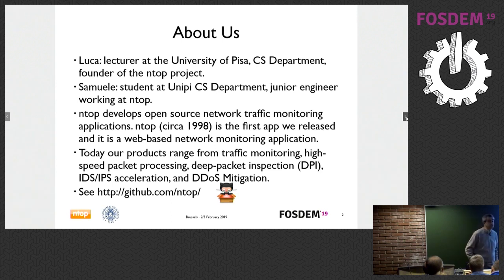NTOP is an open source project I started in 1998, so a very long time ago. It was about monitoring network traffic in a simple way. Don't think about the internet. Okay, the internet did not really exist as it is today. It was a totally different world. So over the time, we started from analyzing packets, just to display to people, to accelerating packet capture, so PF-Ring. We have done many other things.